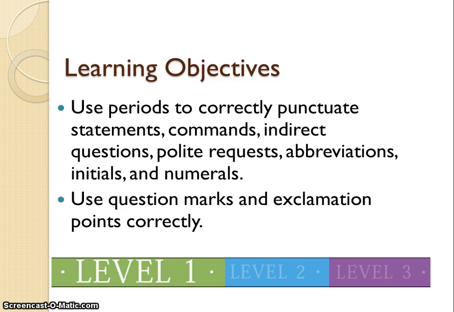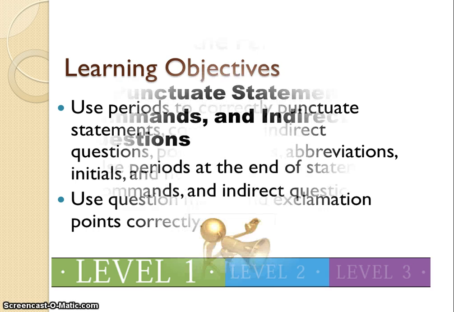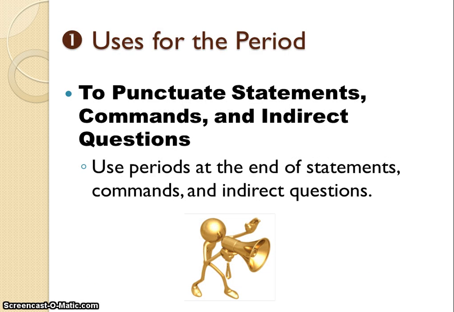Okay, first of all, we're going to talk about using periods correctly to punctuate statements, commands, indirect questions, polite requests, abbreviations, initials, and numerals. And then we're going to talk about question marks and exclamation points. So the uses for a period is to punctuate statements, of course, commands, indirect questions, and we use periods at the end of statements, commands, and indirect questions.